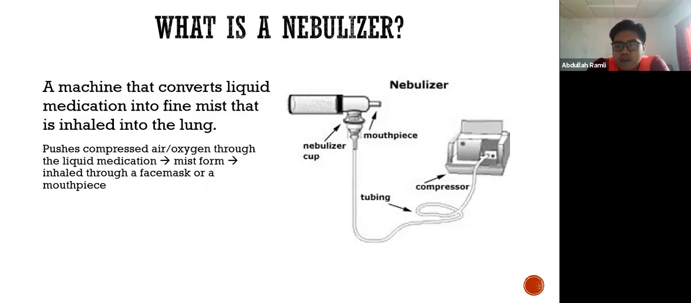So as you can see on the slide, parts of the nebulizer. A nebulizer can be comprised of the compressor, the tubing, the nebulizer cup, as well as the mouthpiece. And some might use a face mask as well. Okay, next.